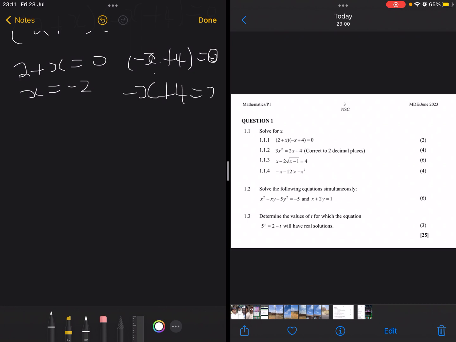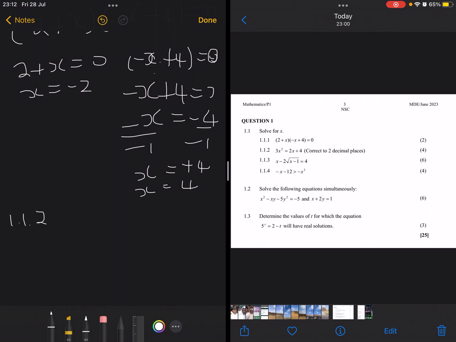And you can either take the minus x to the right hand side or take the 4 to the right hand side. So this will become minus x is equals to minus 4, and then you divide by negative 1 on both sides. And then x is equals to positive 4. Then you have your 2 marks just like that. So the answer will be x is equals to negative 2 and x is equals to 4, and then you get your 2 marks.